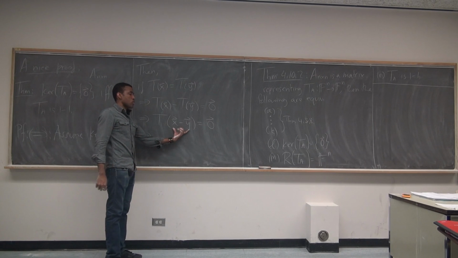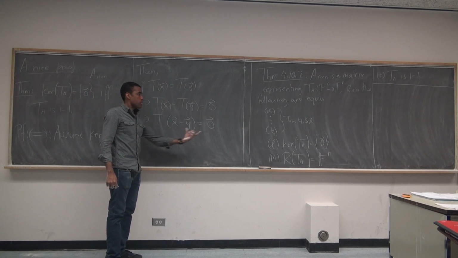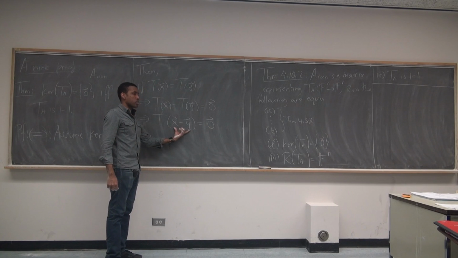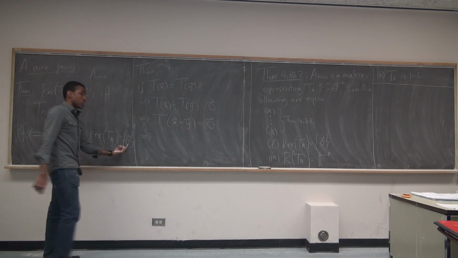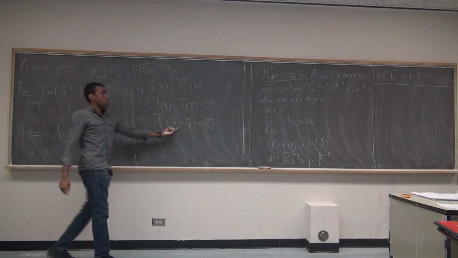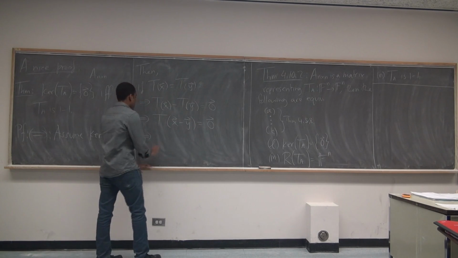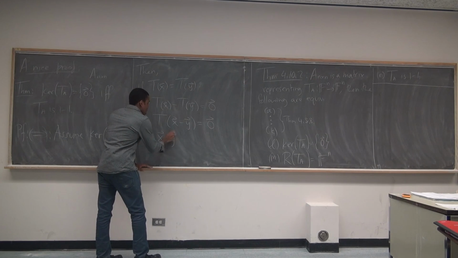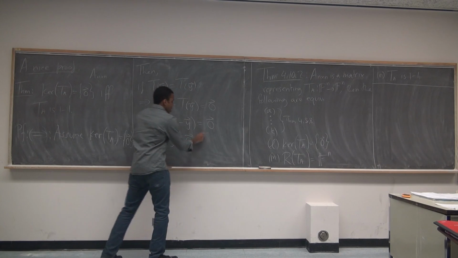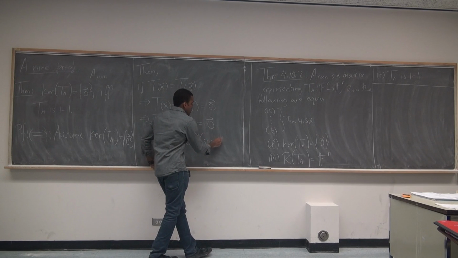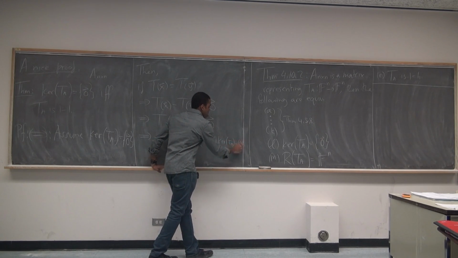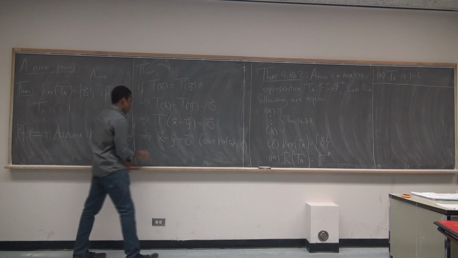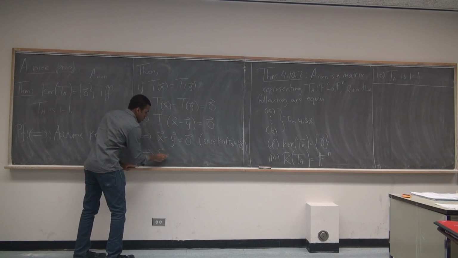So now here I have a new vector x minus y whose output is 0. But what must x minus y be? It must be 0 because the kernel is the 0 vector. Only 0 will map to 0. That's our assumption. This means that x minus y must be equal to 0 since the kernel is only 0. Which means that x equals y.